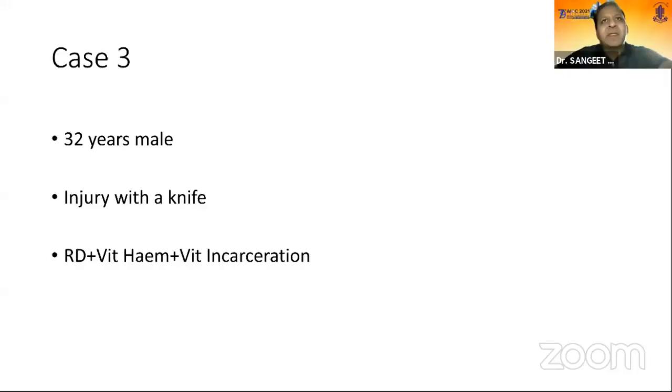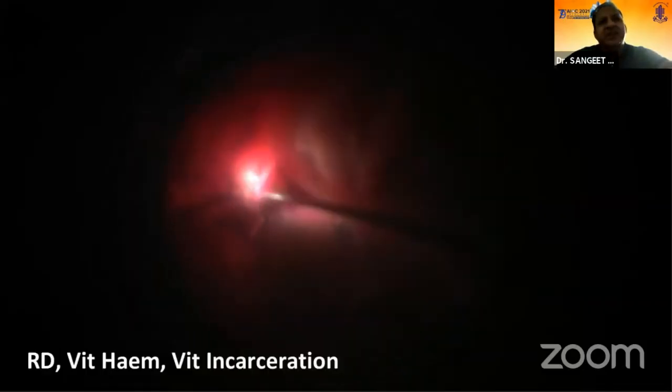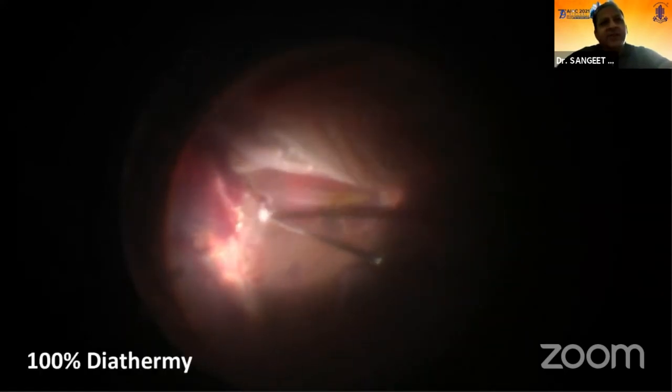Macula is healthy. This is another patient, a 32 years male, injury with a knife, and he had a retinal detachment with vitreous hemorrhage with incarceration. And you see, there was a large amount of vitreous incarceration associated with the retinal detachment. In this patient, we again started doing a diathermy around this incarceration site.